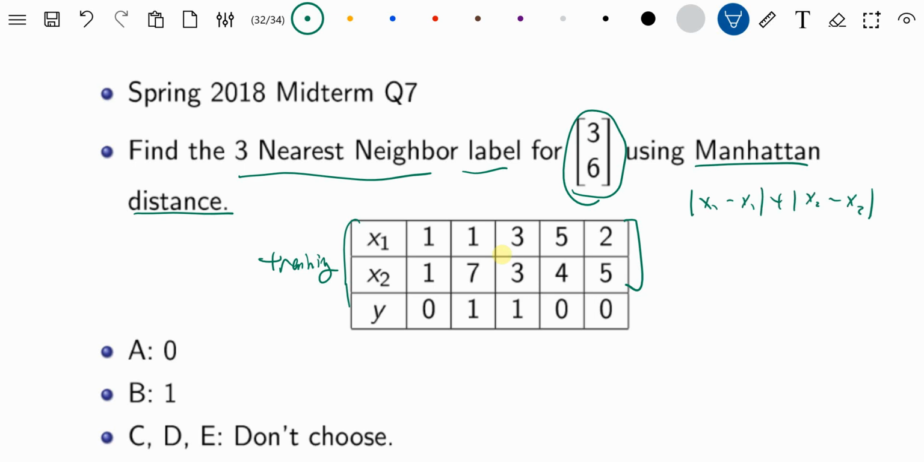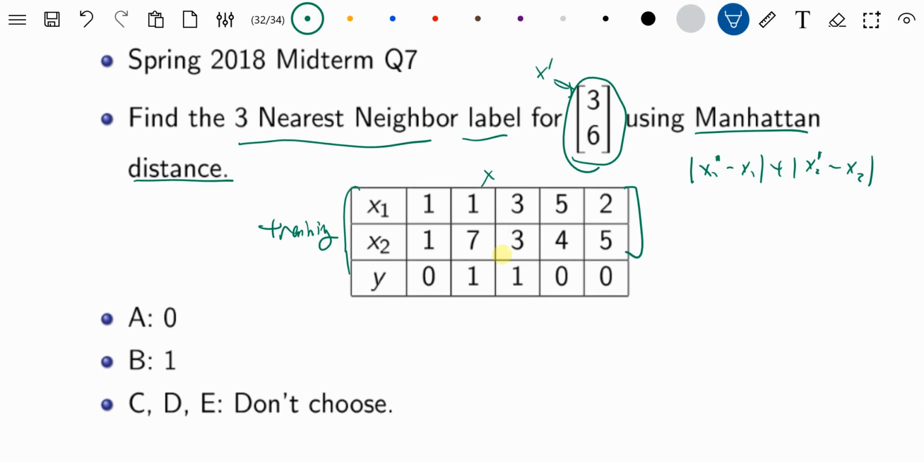So that notation is bad. Let's put a prime here. So this is x prime, and these are x. So what we do is find the distance between the new one and the first one. So it's |3 minus 1| plus |6 minus 1|. So it's 2 plus 5, which is 7.